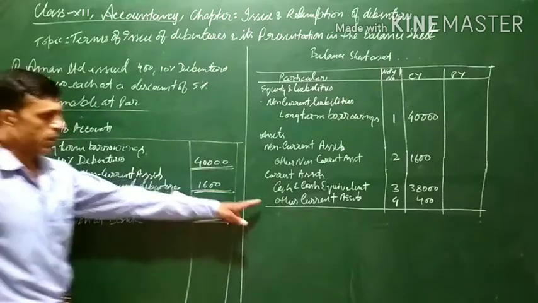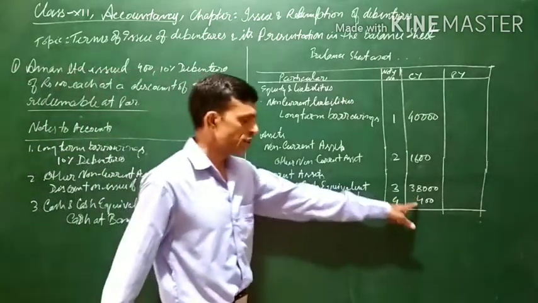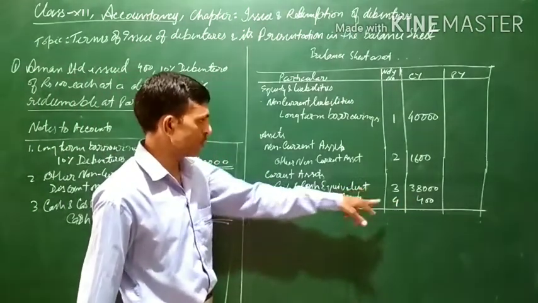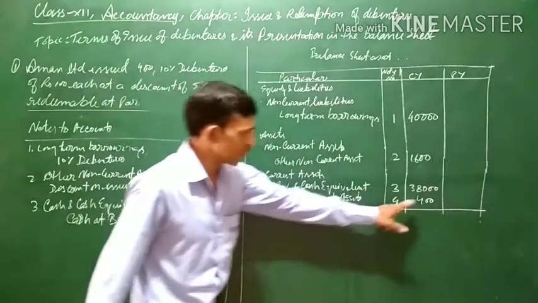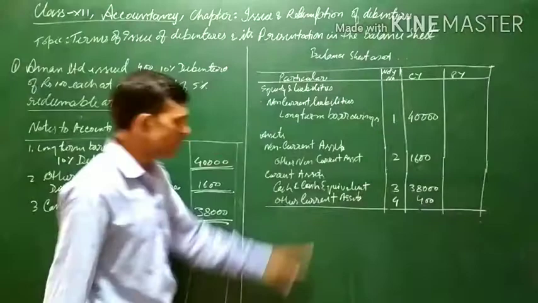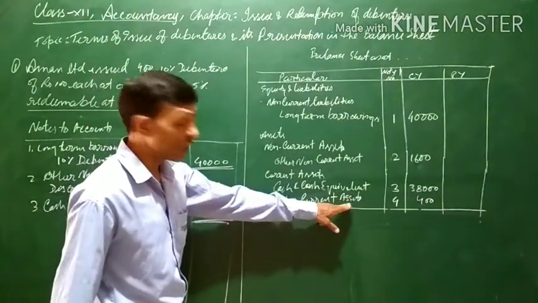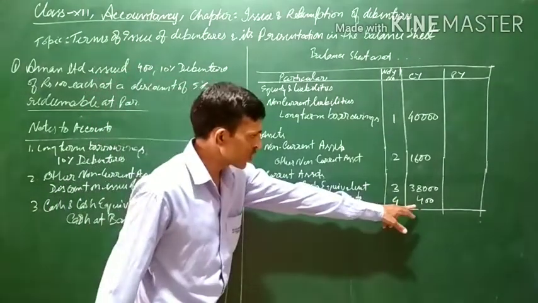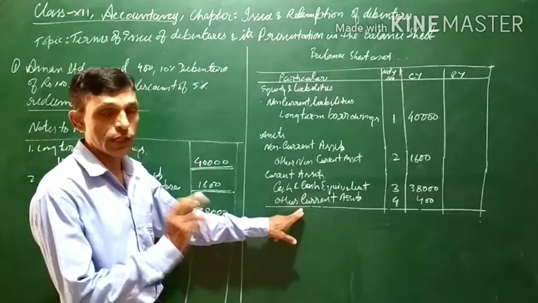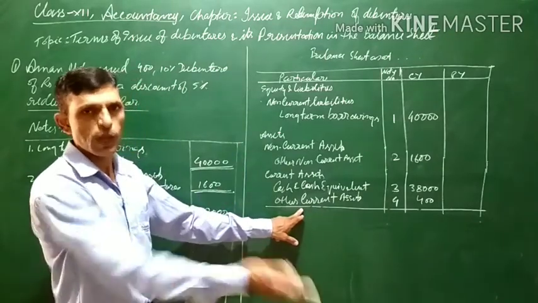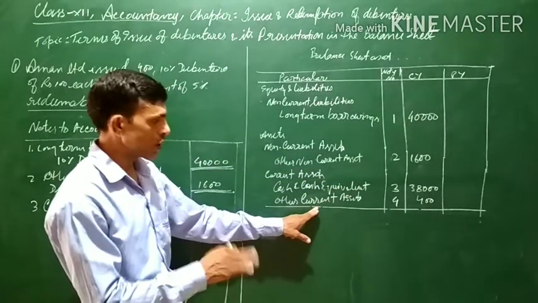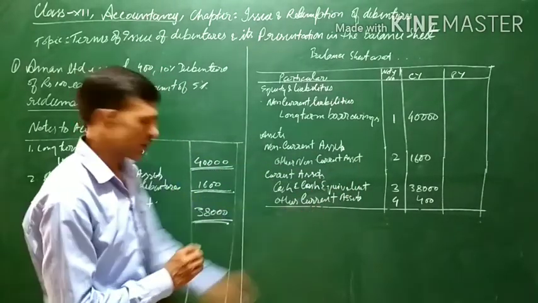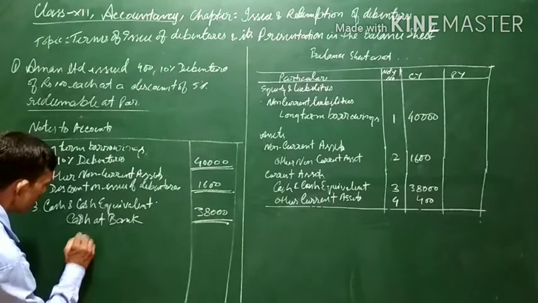Now the last one, other current assets. This is also discount on issue of debenture, 400. But this 400 is the current asset. This is the amount of discount on issue of debenture which will be written off during the next 12 months. The 1,600 will be written off after 12 months, and this 400 will be written off within the next 12 months. So this is current assets.